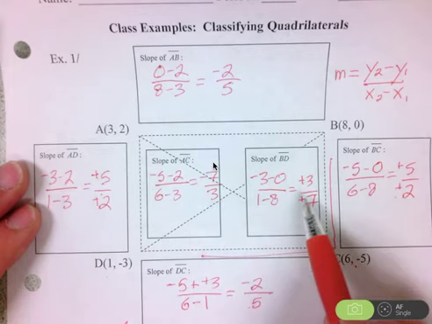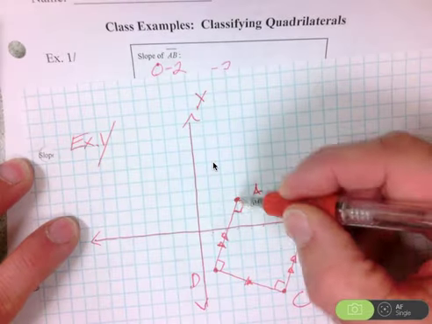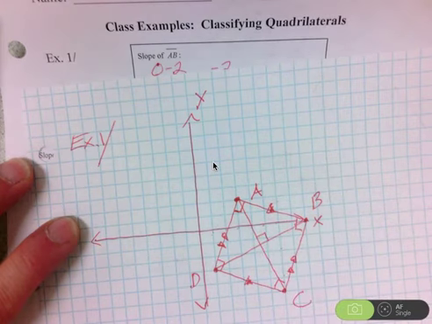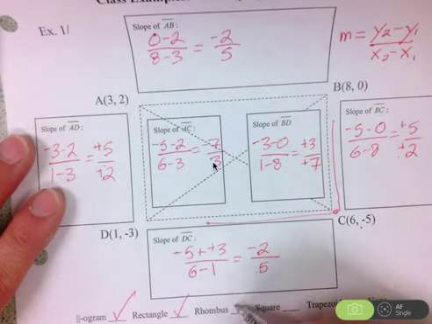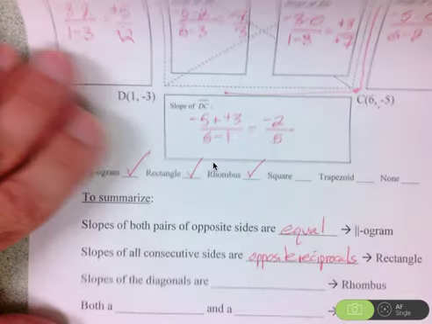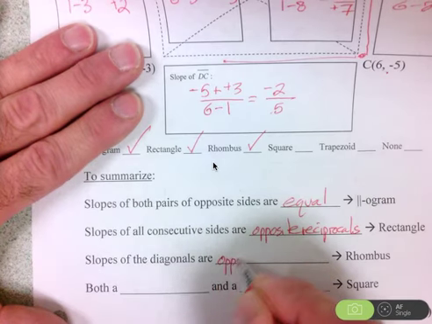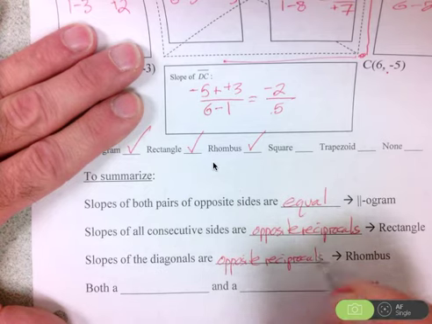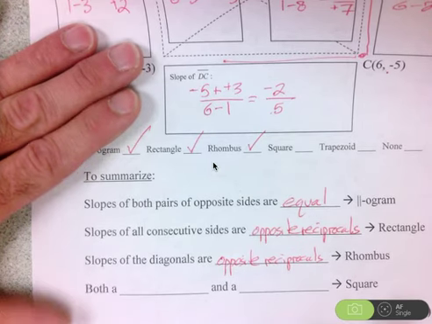Negative 7/3, positive 3/7. What that tells me is if I draw the diagonals in this figure, I know the diagonals are perpendicular, but that's a rhombus property. So I know this is not just a parallelogram, it's not just a rectangle, it's also a rhombus. So I can check that it's a rhombus. So to summarize, if the slopes of the diagonals are opposite reciprocals, you have a rhombus.